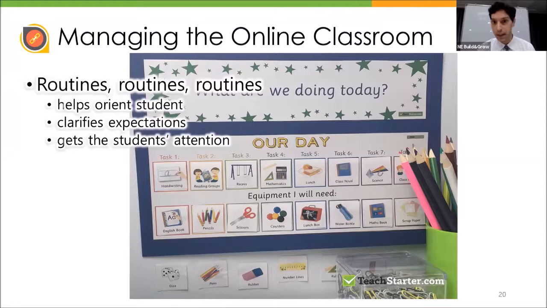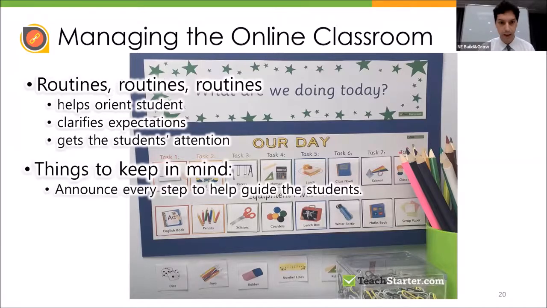Okay, now, some things to keep in mind. It's very important that you announce every step to help guide your students, okay? So not only are you going to show them the daily schedule, but you're going to announce it to them, and then you're going to preface every part of the lesson by referring back to the schedule. I'm going to show you something kind of fun that you can do with this, okay?